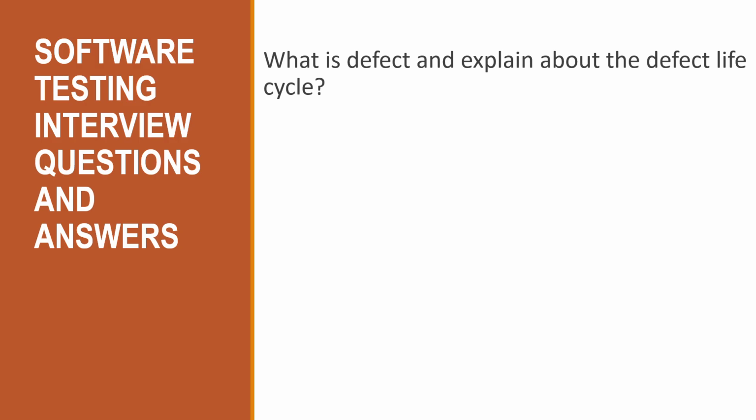What is defect and explain about the defect life cycle. So defect means something which is not working as expected. You are expecting 1 plus 2 is equal to 3, but you are getting 4. That means it is a defect. So something which is not working as expected, that means it is a defect. Okay. So what is the defect life cycle?